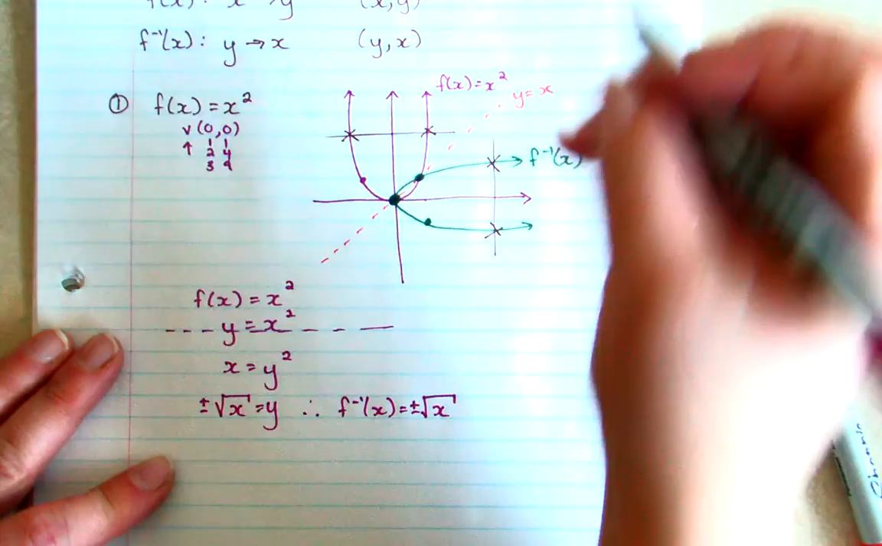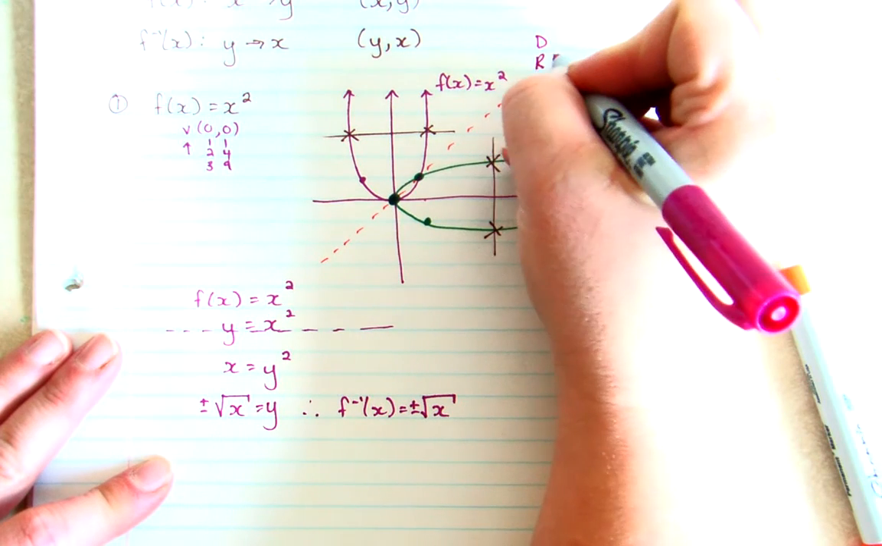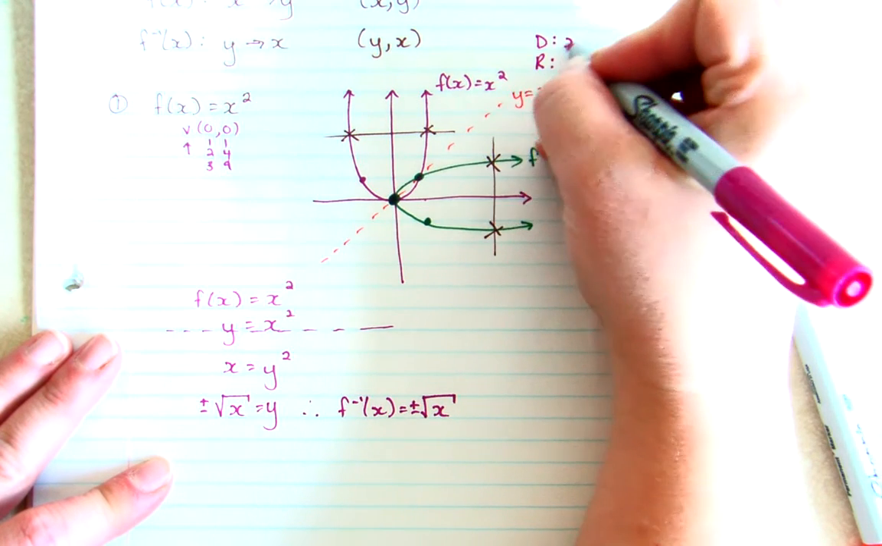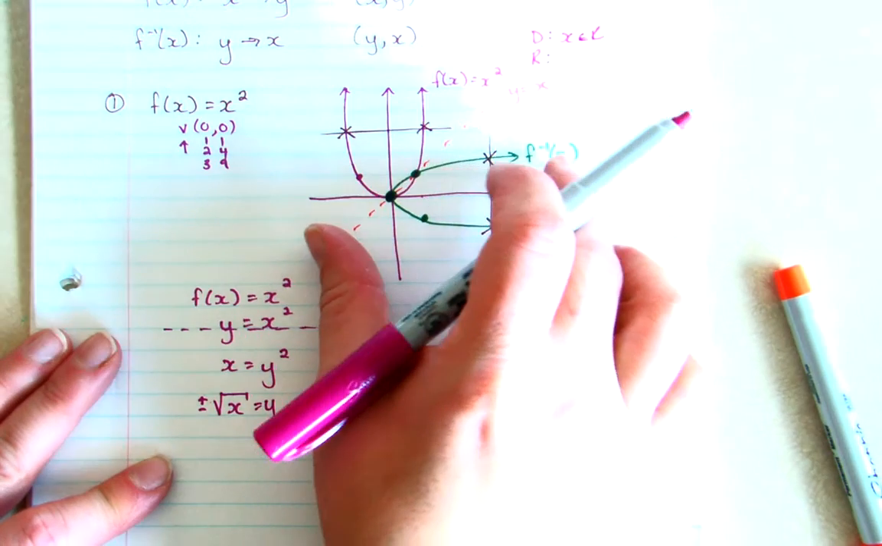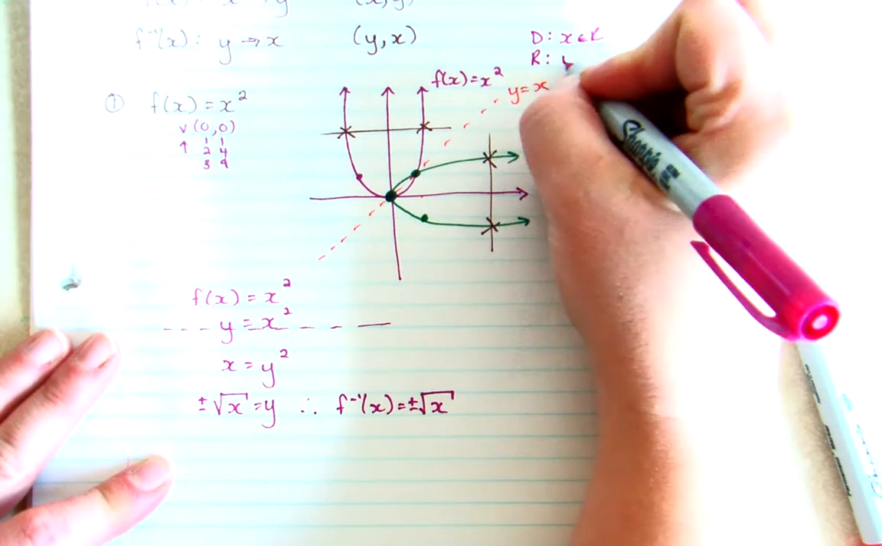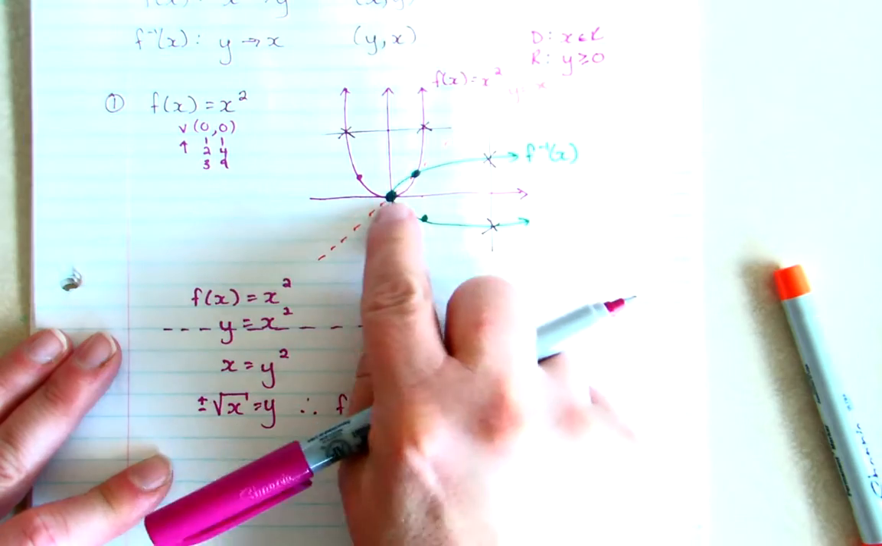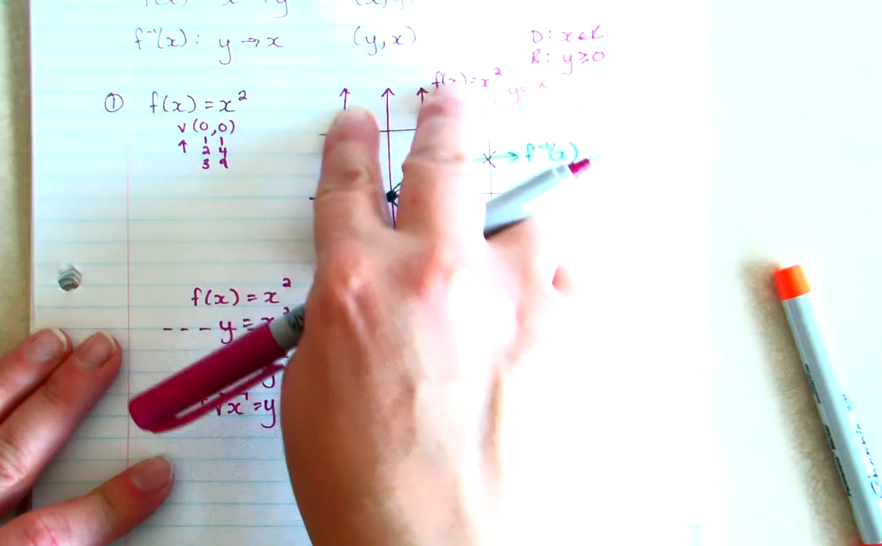And I can also talk about domain and range. If I go back up to my original, it's a parabola. So the domain is all real numbers because this original parabola will eventually open all the way left and right. And the range is y bigger than or equal to 0 because the lowest point is 0 and it opens up.